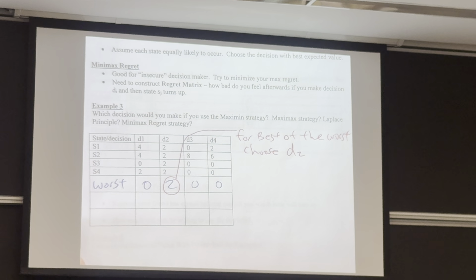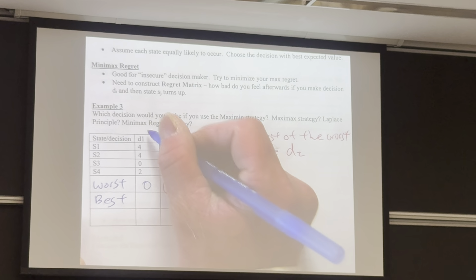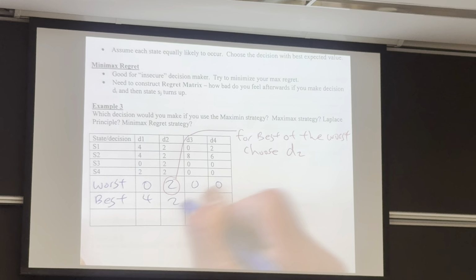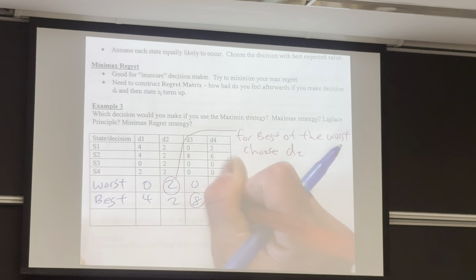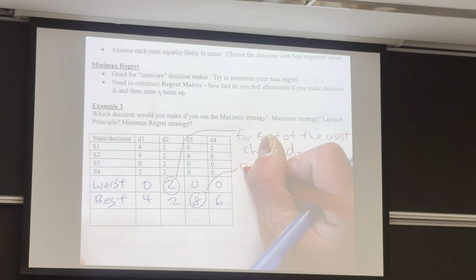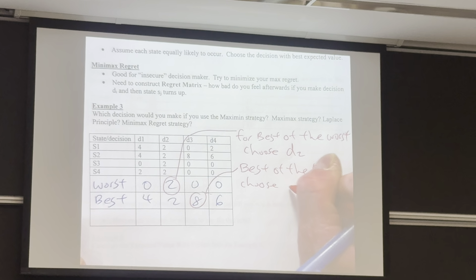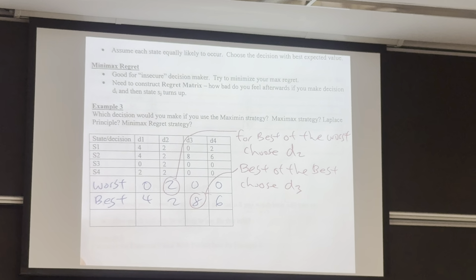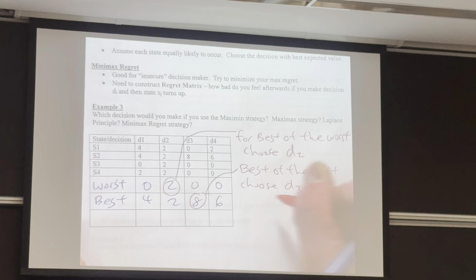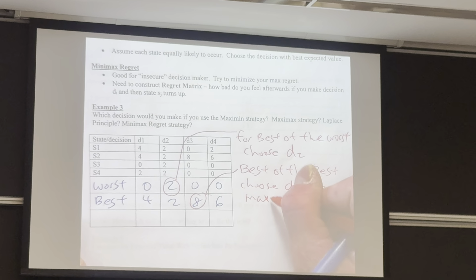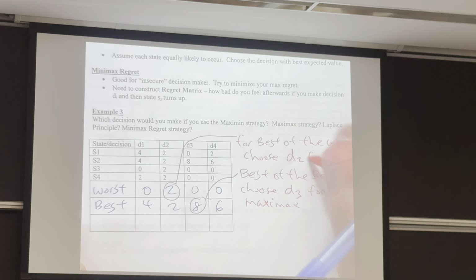What if you're maxi-max? Then, well, you're basically an optimist and you're doing best of the best, right? So if you went D1, best is 4, best 2, best 8, best 6. So for best of the best, choose D3. And this is for maxi-min.